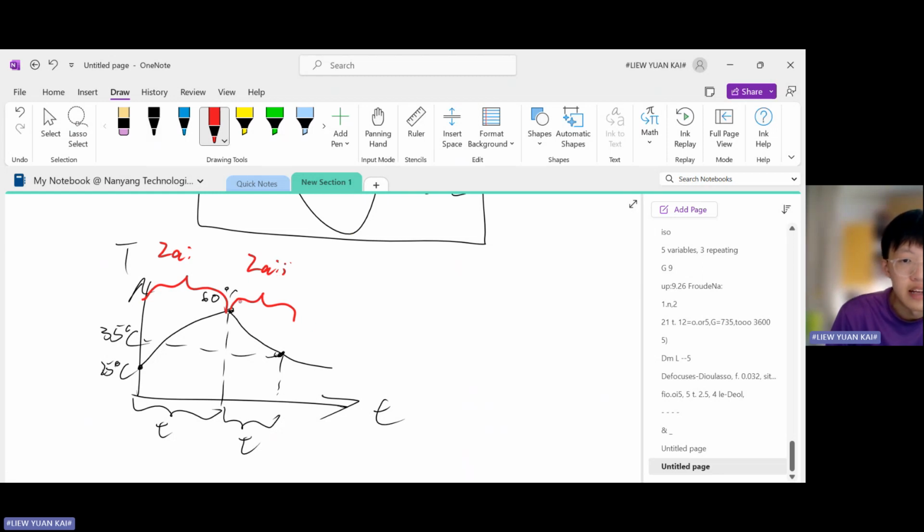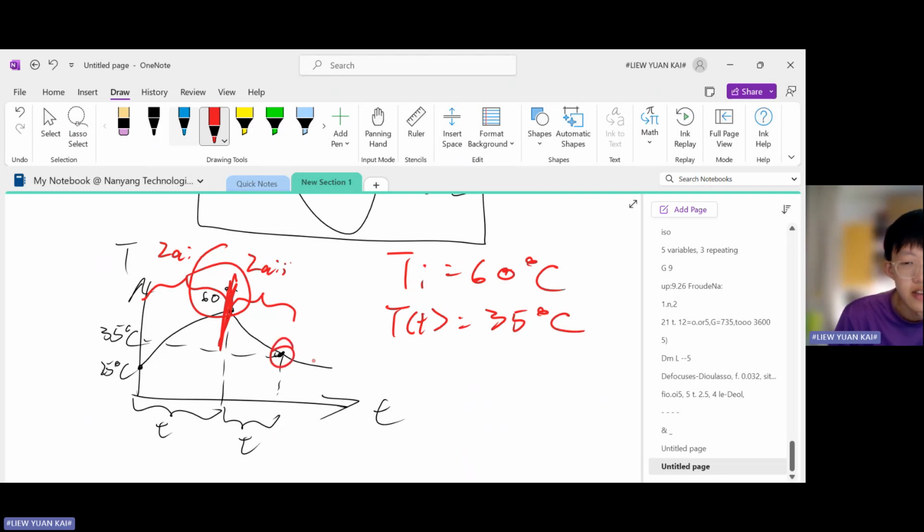So we have to update our values. You see, now at this section, it starts at 60 degrees Celsius. So Ti is now 60 degrees Celsius. Then T of t, they ask for 35 degrees Celsius. How long does it take until it reaches 35 degrees Celsius? And h is now updated to 25.